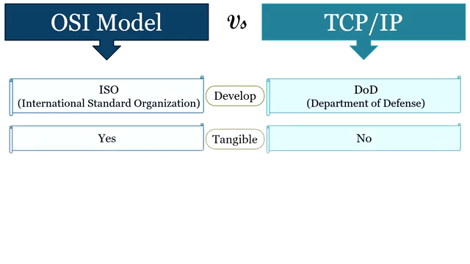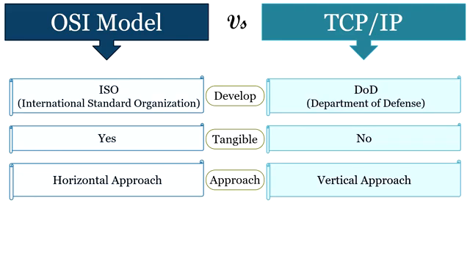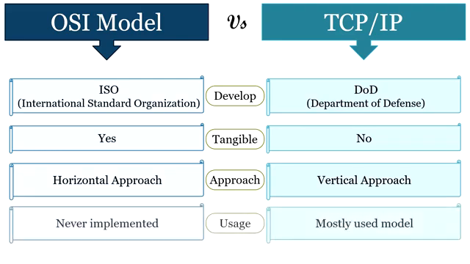OSI model is a tangible model, whereas TCP/IP is a non-tangible model. OSI model has a horizontal approach, whereas TCP/IP model has a vertical approach. OSI is never implemented, whereas TCP/IP is the mostly used model. So this is all about the differences between TCP/IP model and OSI model.